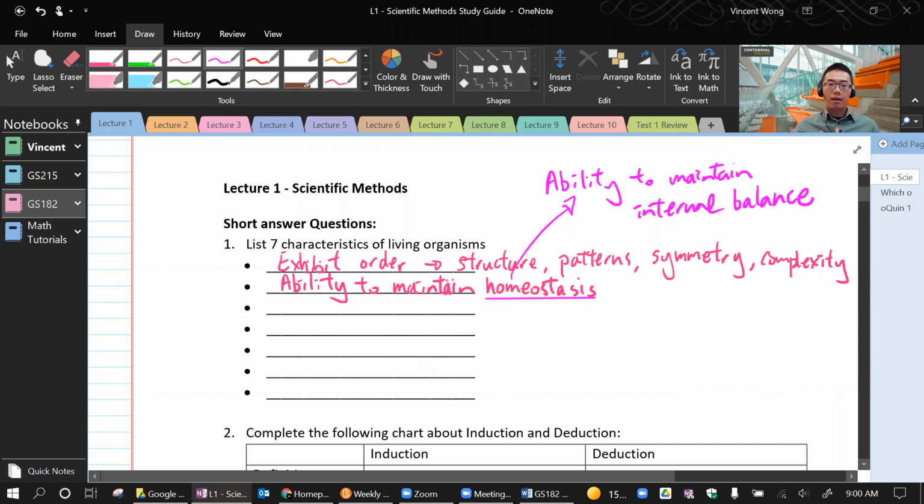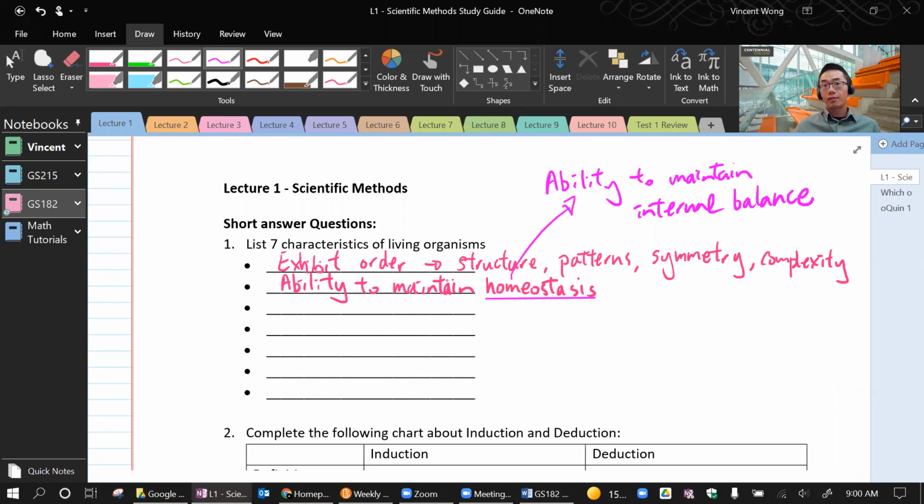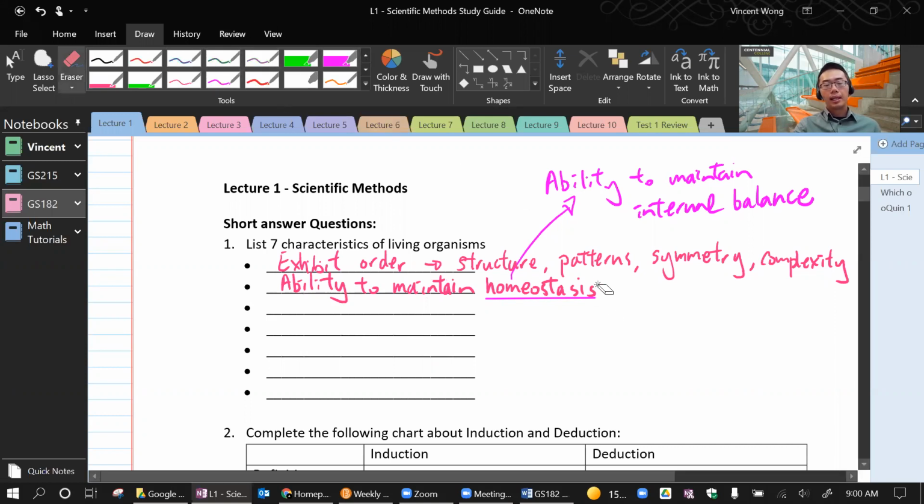For human beings, we have to make sure that our internal body temperature is 37 degrees, and we have to do various things to make that happen. Now, in terms of homeostasis, there are two ways that organisms can maintain it. They can have a physiological method, or there is behavioral. Physiological means the things that your body does automatically to maintain that balance.